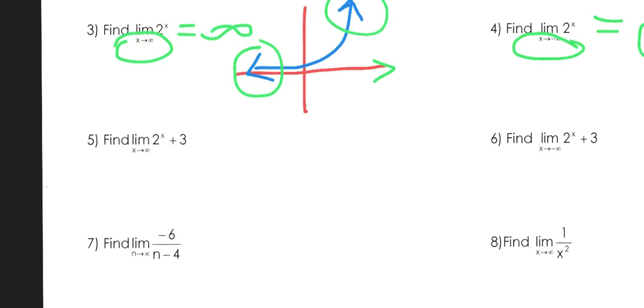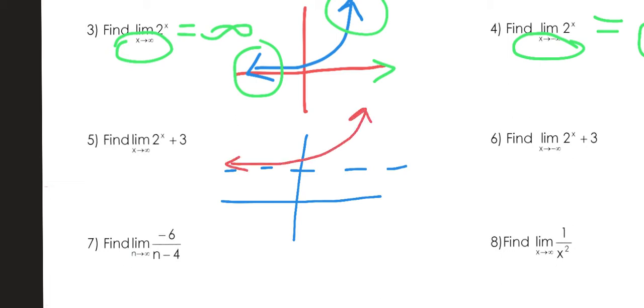Okay, 5 and 6. I might be drawing these a little bit fast, but it's a video, so you can pause it. I'm taking the picture from above, and I'm raising it up 3. Even though this is not a parent function, we can still apply these things. We've got 2 to the x, which is what we just drew above, and then a +3. That's going to raise it up 3. So the limit as x approaches infinity, as I go to the right, that guy's still going to infinity. As I go to the left, now it's not going to 0 anymore, it's going to 3 because it's been raised 3.